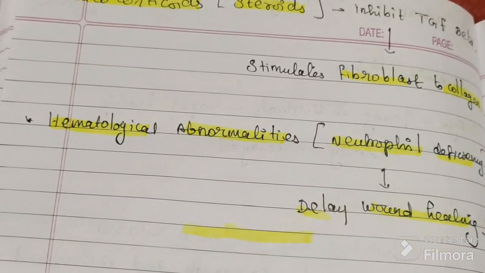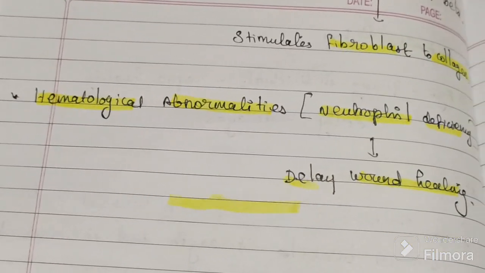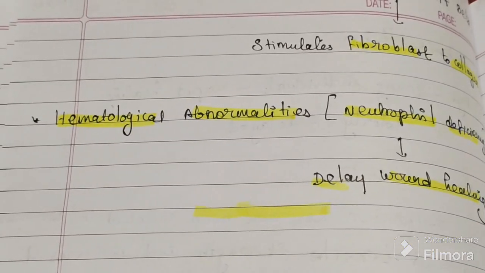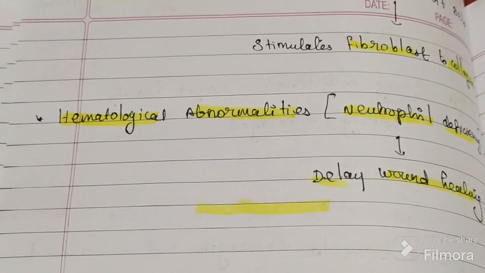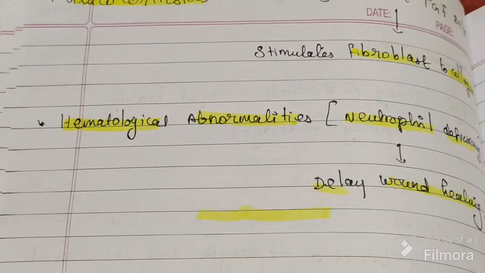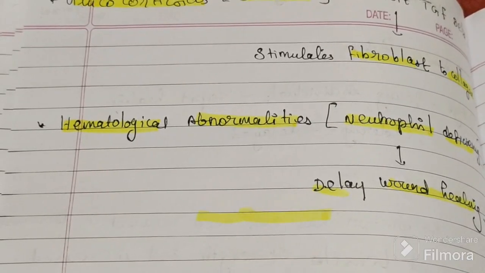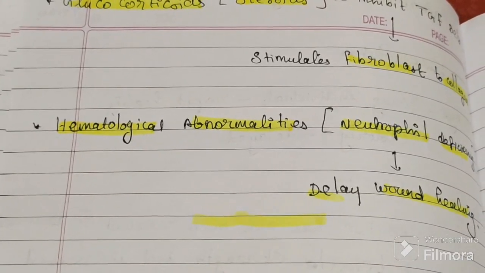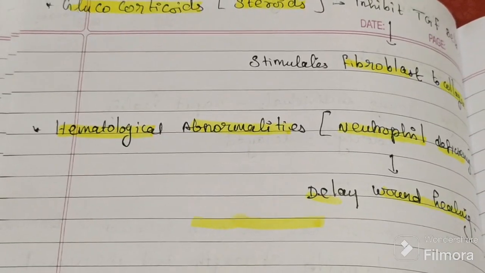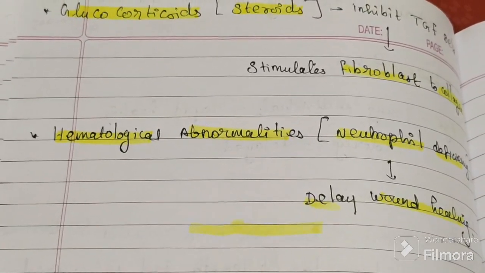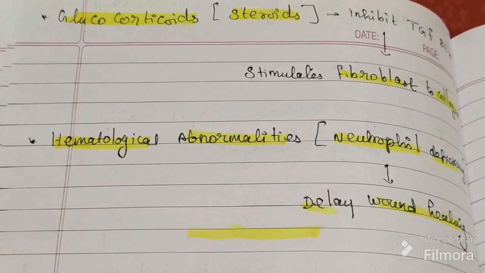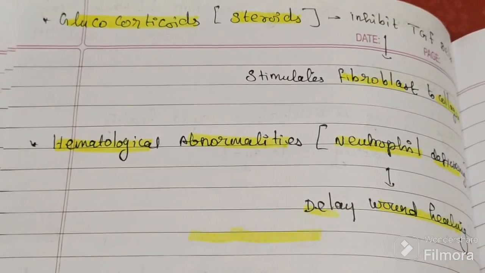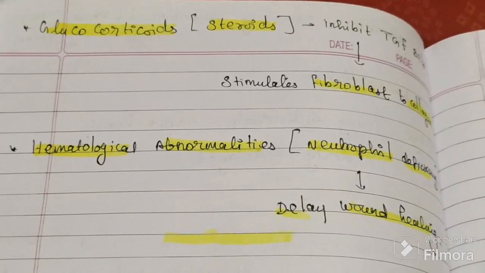The last one is hematological abnormalities. One of the systemic factors which results in impaired wound healing is a quantitative deficiency of neutrophils. Neutrophils are an important component which appear during the initial stage of wound healing. Whenever there is a defect of neutrophils, it can result in delayed wound healing. So these are the important factors affecting wound healing.